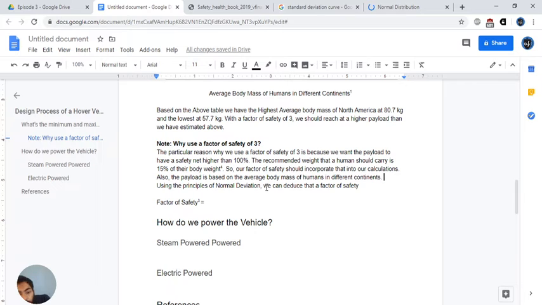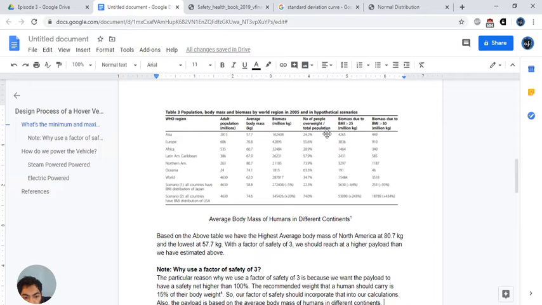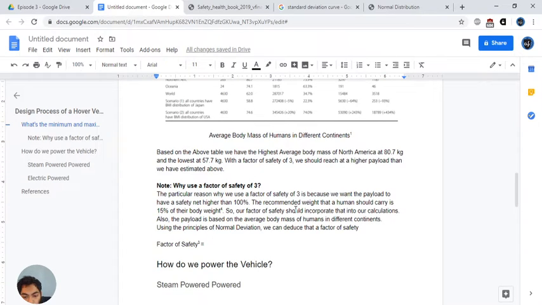So the thing about it is, if you have a weight higher than that, the weight of a human might fluctuate. You might lend your friend who might be twice the size of you. So if you get a hover vehicle that's rated for your size or your range, that means you're also doing a disservice to your friend. Your friend might be in danger if they're borrowing your hover vehicle. So you need to have a factor of safety of 3.